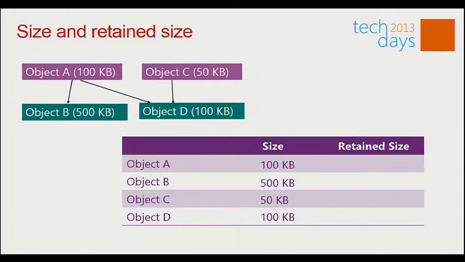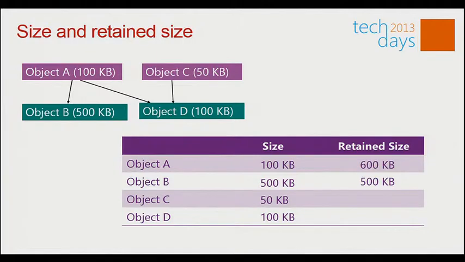So some people said 600, some people said 700. The correct answer is 600. It's because the retained size is the object itself plus all of the objects where it is the sole parent. So that would be object A plus object B. Object D is not included because if you got rid of object A, object D would still remain in memory because object C is holding a reference to it.